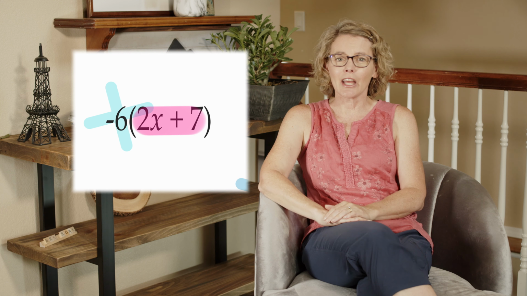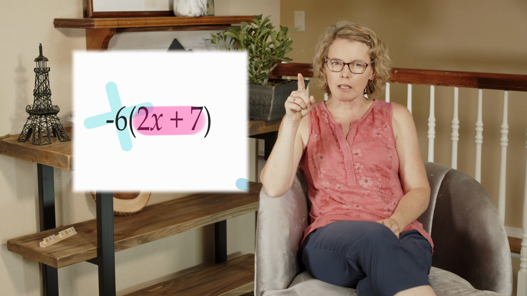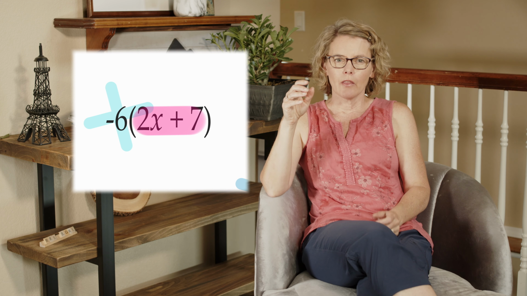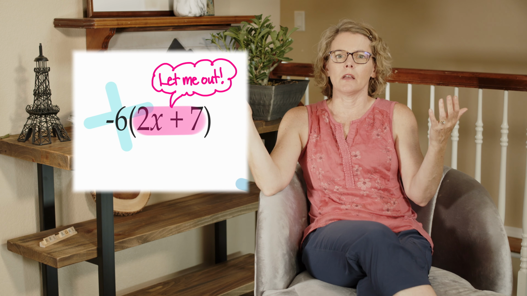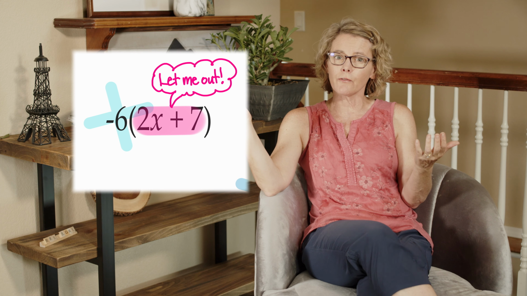2x plus 7 cannot be added. They are not like terms. So they are locked inside that parentheses. Their only hope of escape is to distribute the number in the front to both of the terms inside. This will be our first step in many algebra problems. Get those terms unstuck from the parentheses using the distributive property.